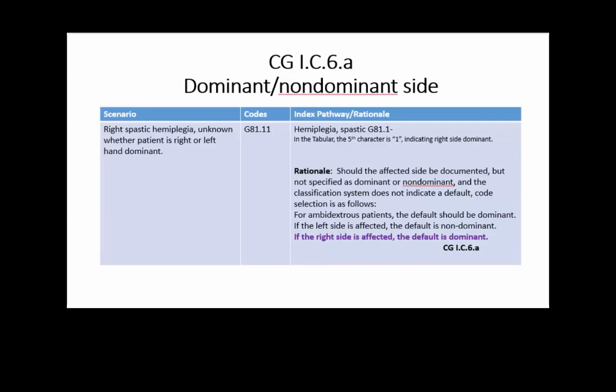If the right side is affected, the default is dominant. That tells us that the fifth character in our code would be 1, indicating right side dominance.